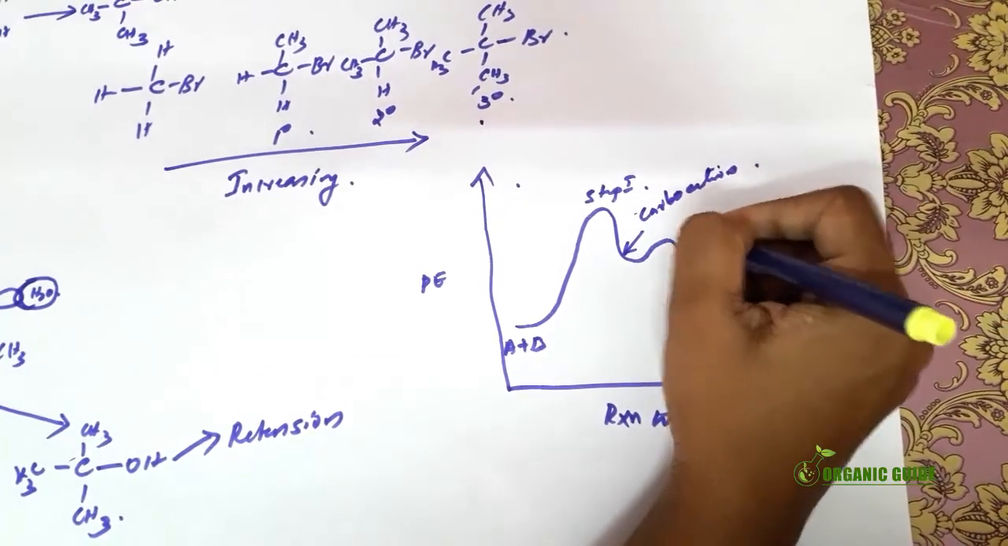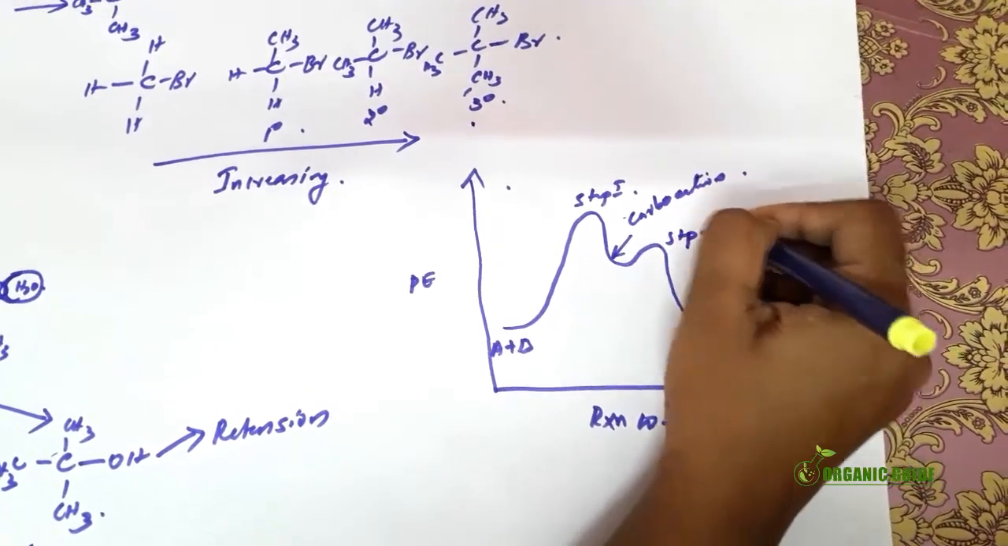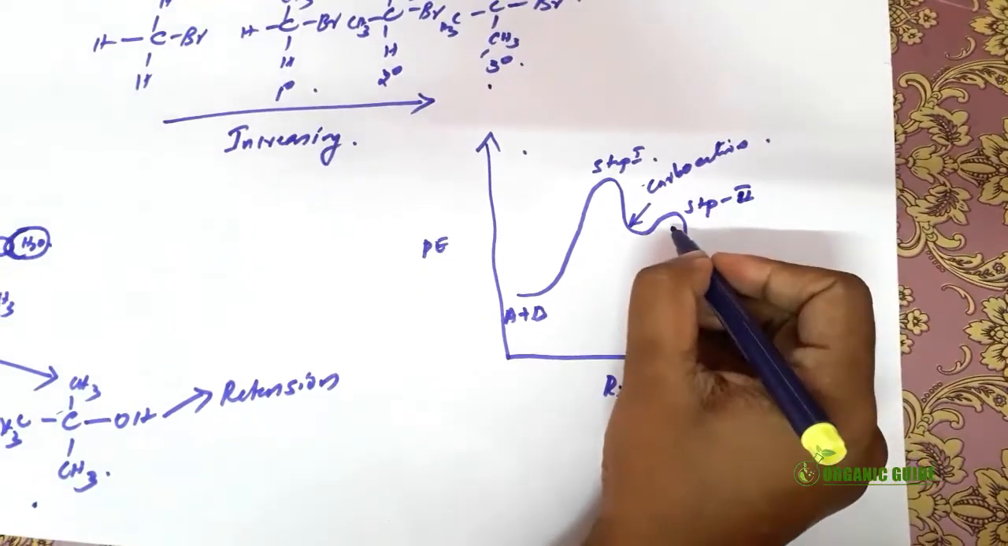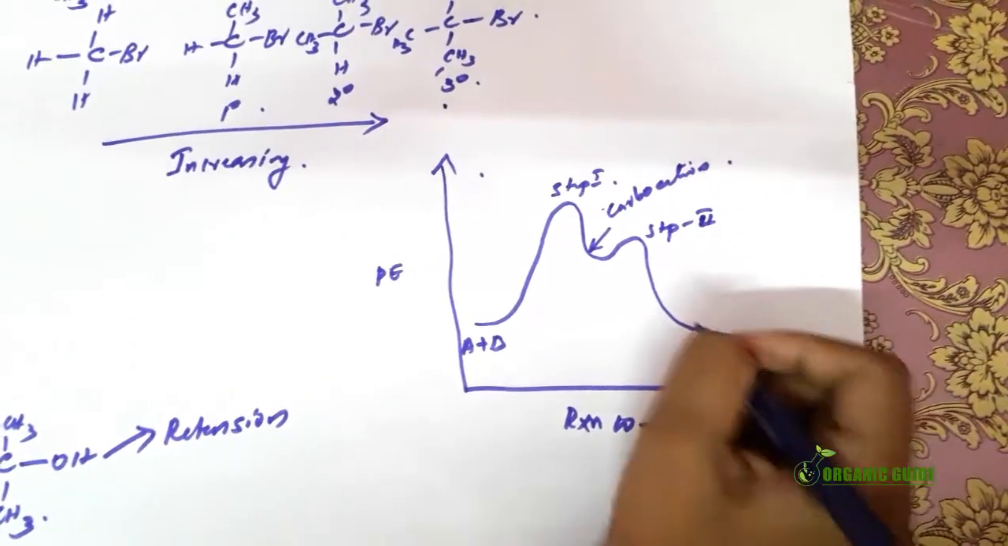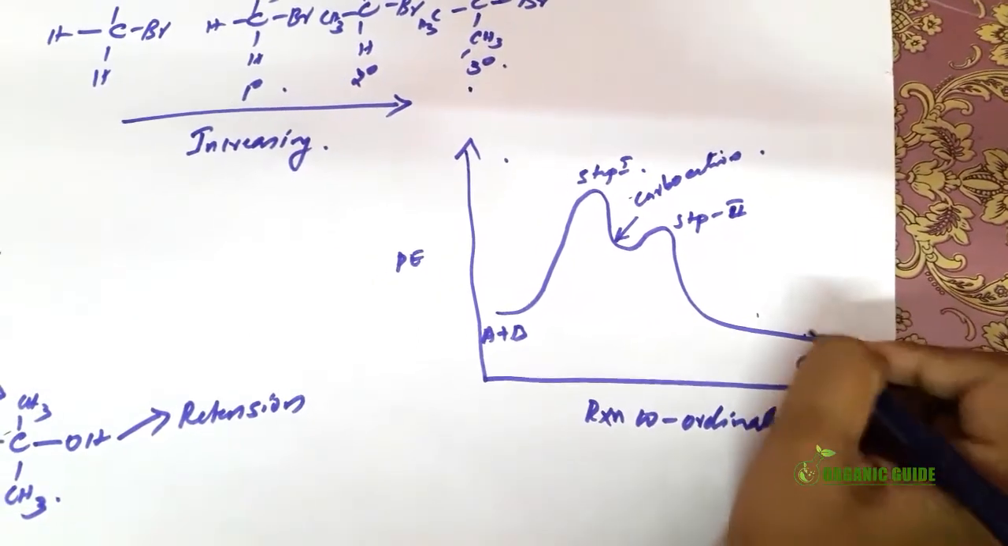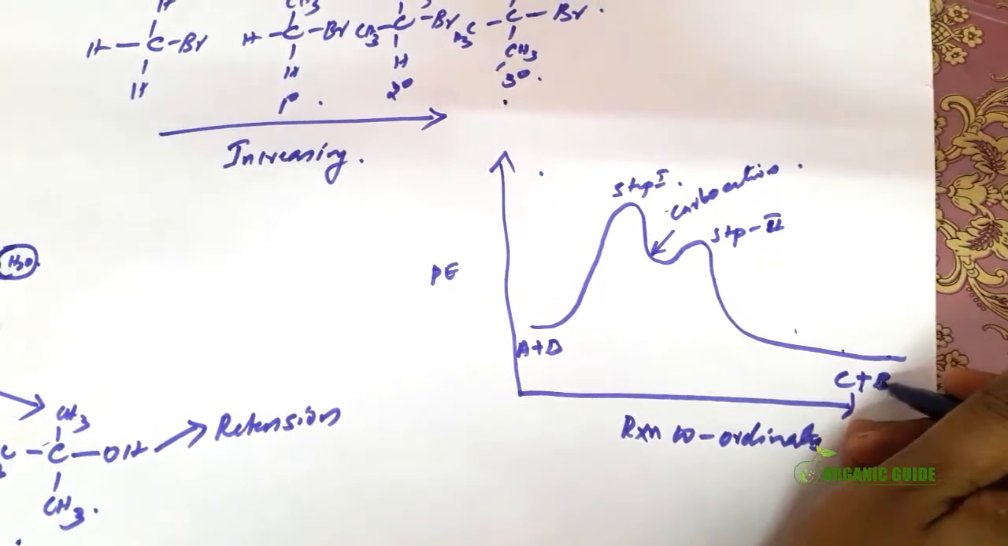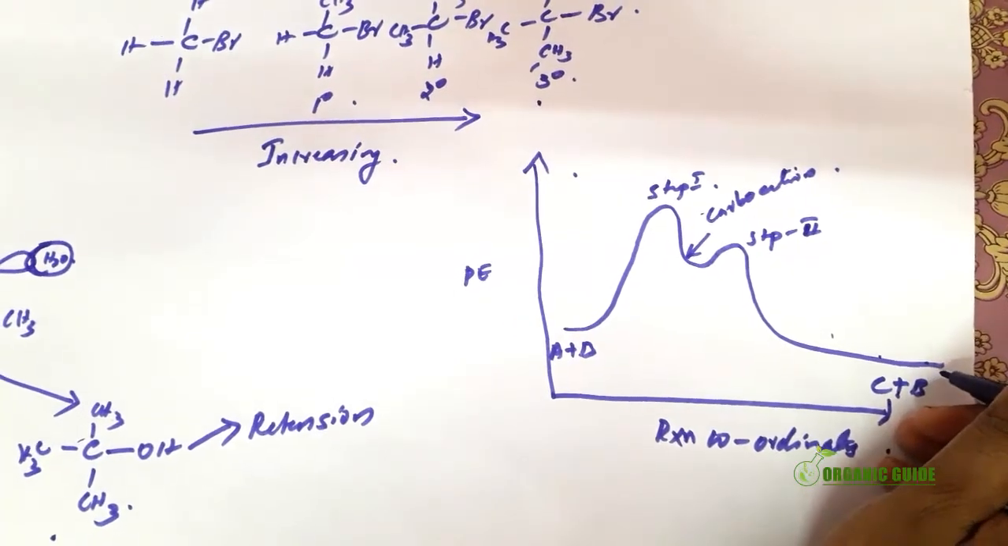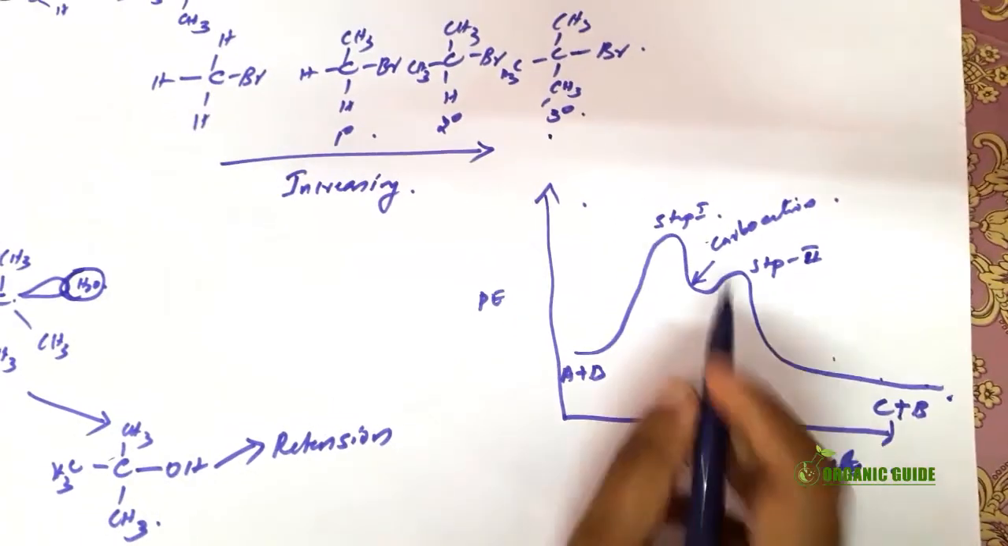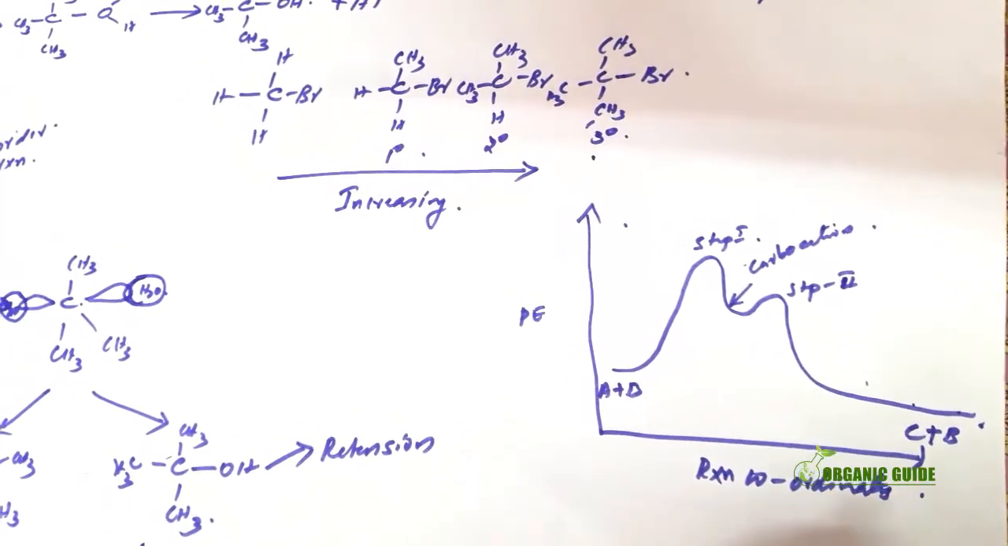And this is step 2. This peak is for step 2, that is attack of the carbocation by the nucleophile. And here we will get the product, that is our alcohol and halide ion. So this is the energy profile diagram for the SN1 reaction.